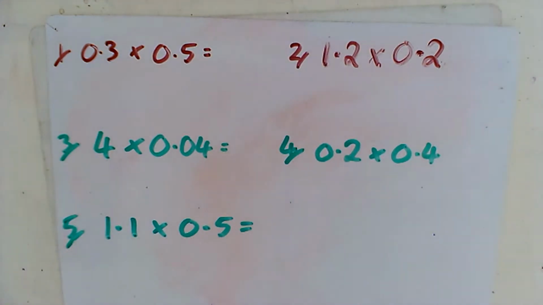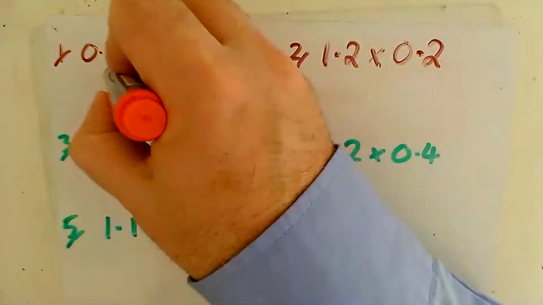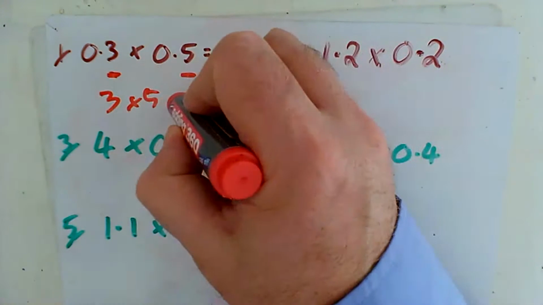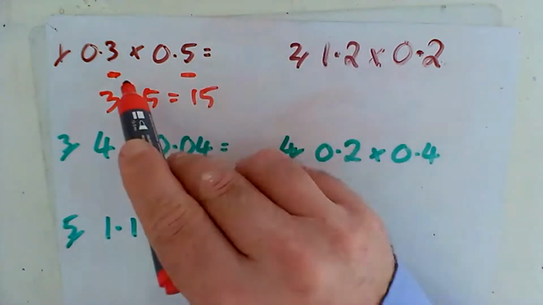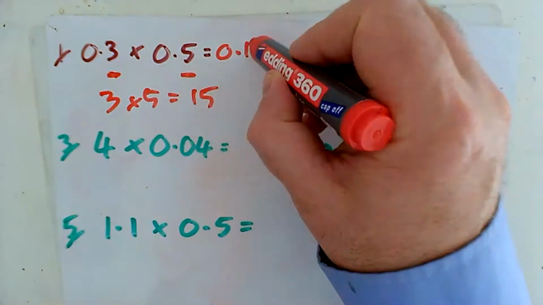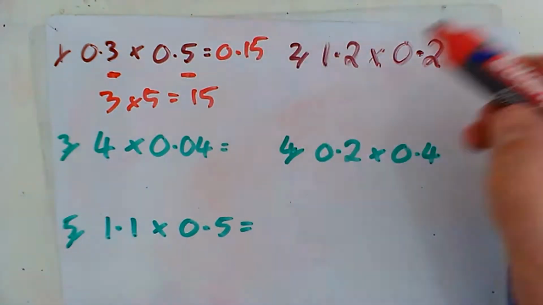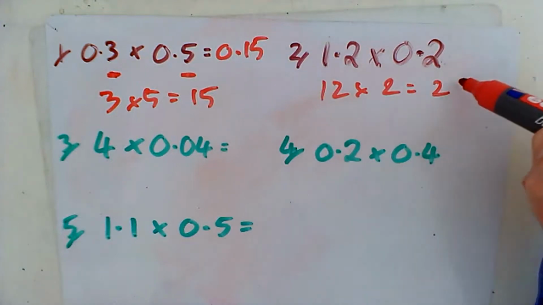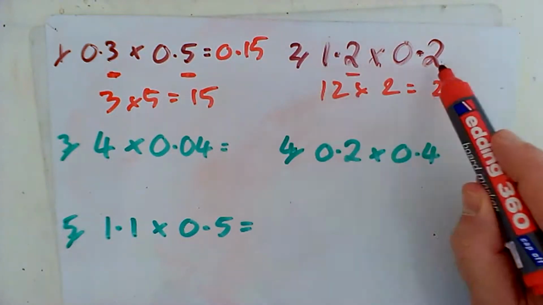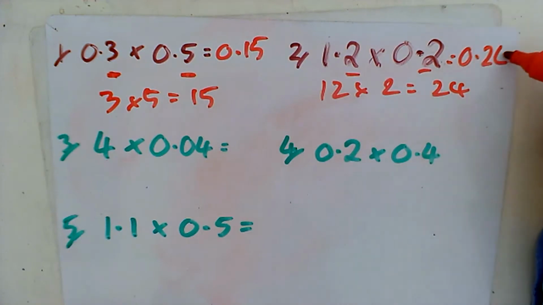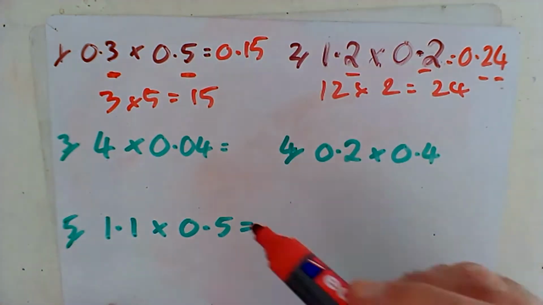Right, okay, let's have a little look through. Again, I think it's what we did earlier. There, I do 3 times 5 is 15. There are 2 numbers after the decimal point in the question, so there need to be 2 in the answer. Again, I've got 12 times 2, which is 24. 2 numbers after the decimal point in the question, 2 in the answer, 0.24.